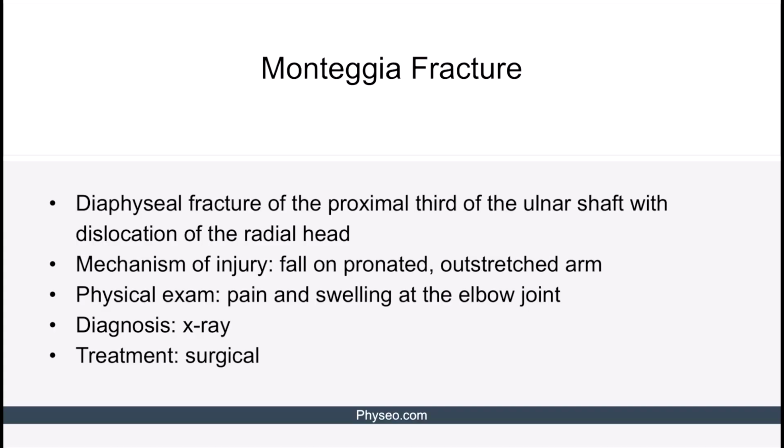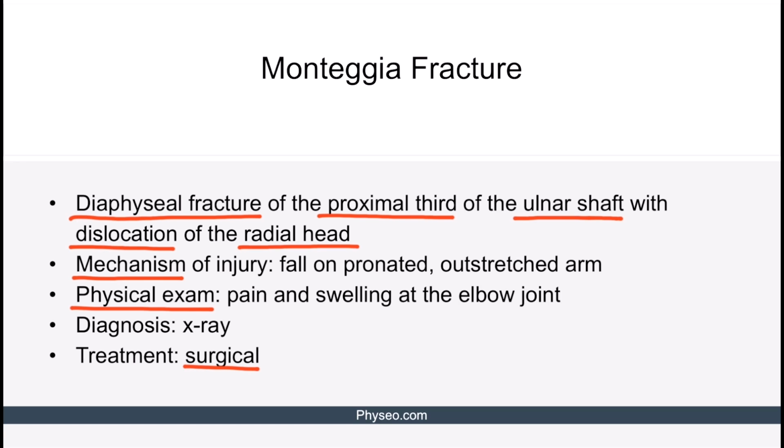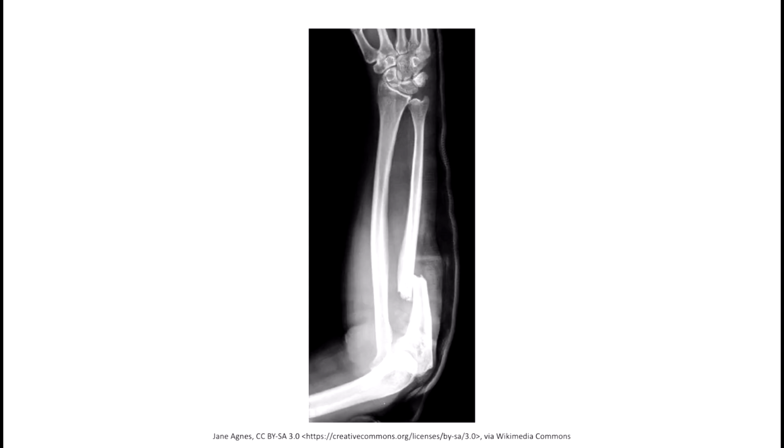Next, we'll discuss Monteggia fracture. This is a diaphyseal fracture of the proximal third of the ulnar shaft with dislocation of the radial head. The mechanism of injury is a fall on a pronated outstretched arm. Physical exam reveals pain and swelling at the elbow joint, and the diagnosis is confirmed with an x-ray of the elbow joint. The treatment is often surgical, with open reduction and internal fixation of the ulnar shaft fracture and open reduction of the radial head. Here's an x-ray depicting the Monteggia fracture. You can see the significant fracture of the proximal third of the ulnar shaft along with the dislocated head of the radius.